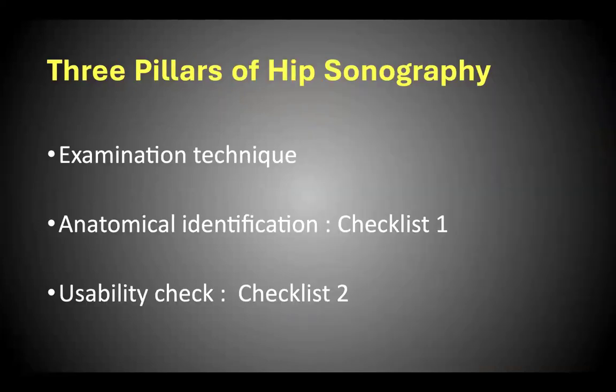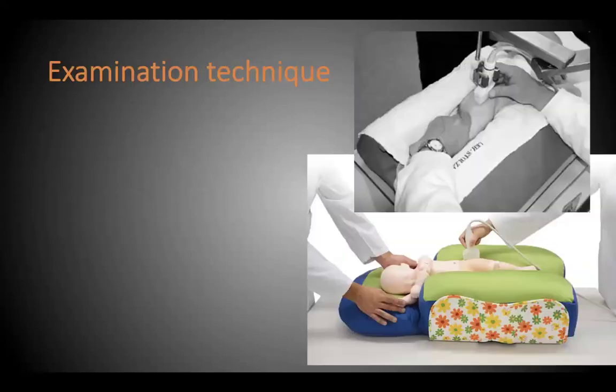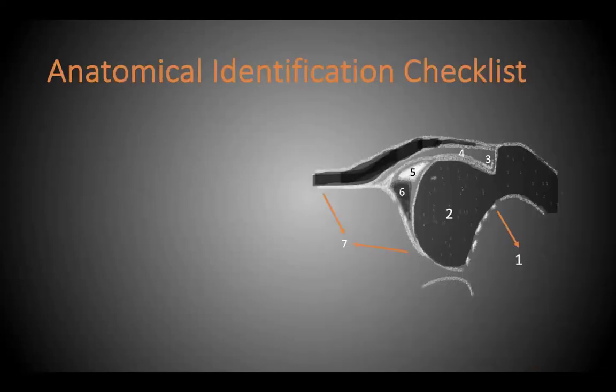So the three pillars of using the Graf method of hip sonography are your examination technique, which I initially started off by saying the use of the cradle and probe guide, and then how to specifically identify the greater trochanter and put your probe between your fingers, and then the forward to backward scanning technique. Then there is an anatomical identification checklist, which is checklist 1, and the usability checklist, which is checklist 2. So I think the examination technique I just spoke about.